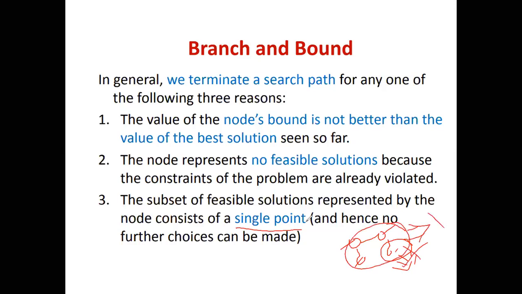There are no more choices left for us to take. So we call such a scenario a single point, correct? Even in such a case, you can terminate that particular option or search space node. So these are the three reasons which allow us to terminate a search path. Clear? In detail, when we start solving the problems, you will understand when we are terminating the search path.